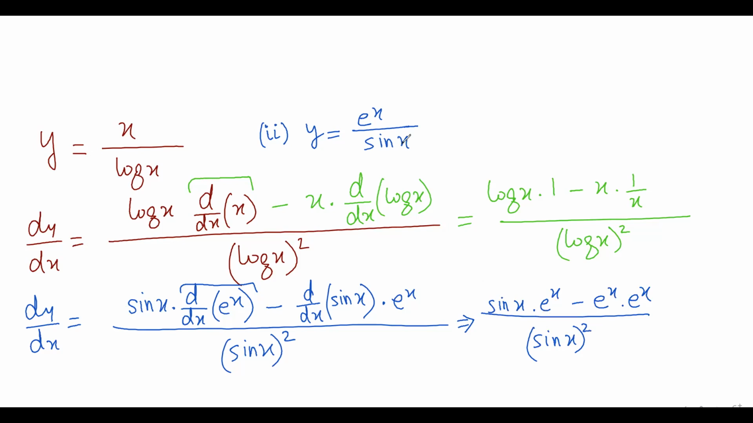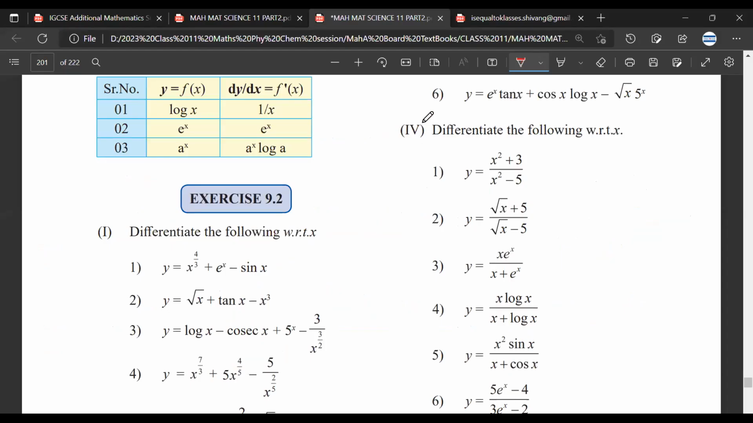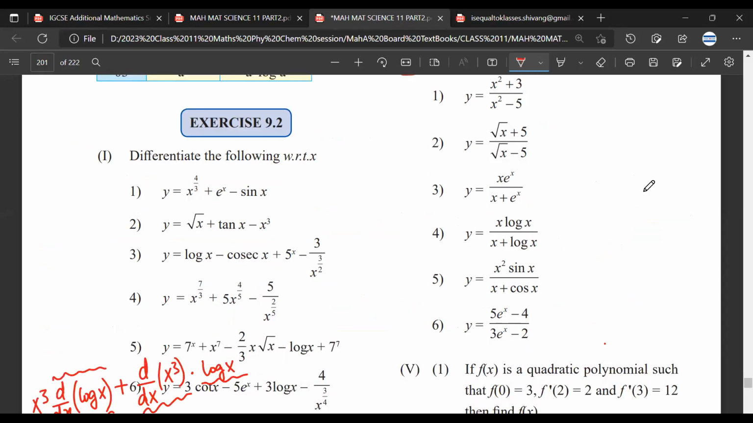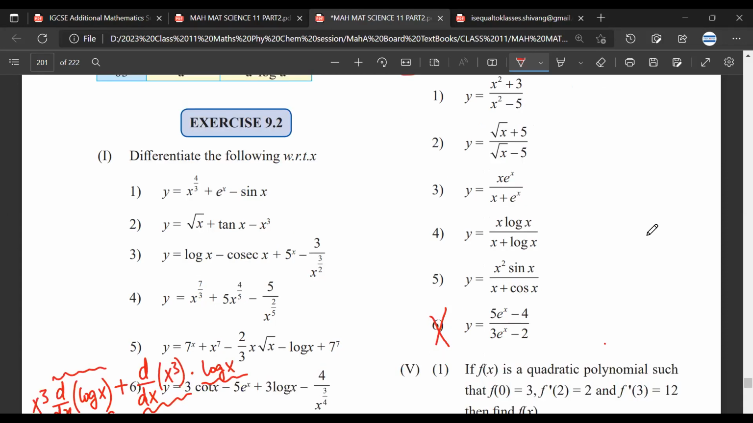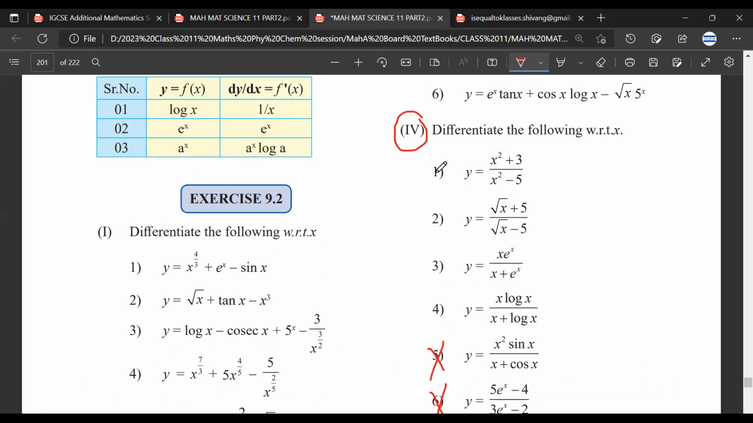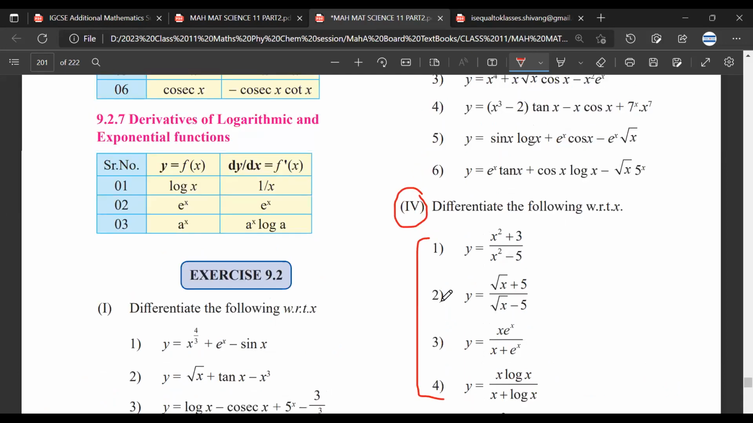Yeah. So, Miss Avantika, when we come to question 4th, this is what we will have to do. And you can skip question number 5. This is a bit difficult. You can do the rest of the questions. Avantika, any doubt? No.